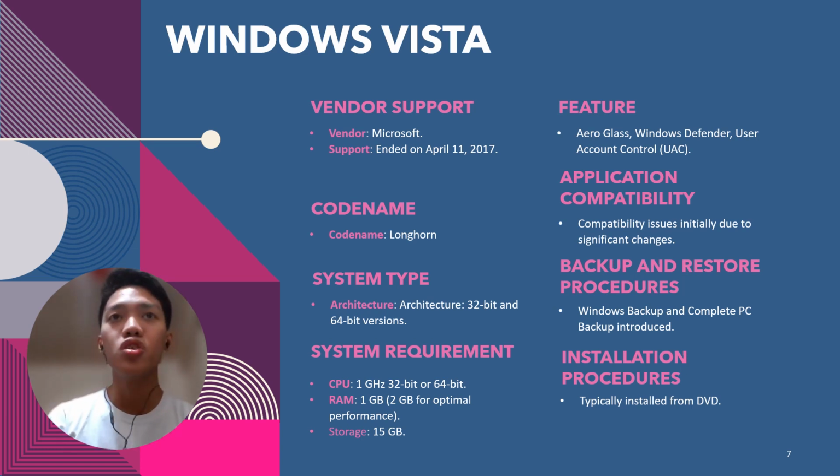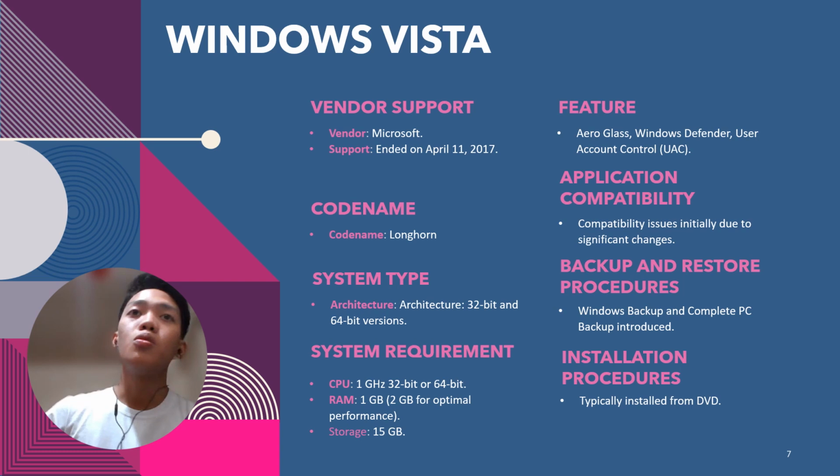System type is 32-bit and 64-bit versions. Windows Vista embraced the 64-bit architecture more widely, laying the groundwork for the industry shift towards 64-bit computing. System requirement: 1 GHz, 32-bit or 64-bit. The RAM is 1 gig, 2 gig for optimal performance.